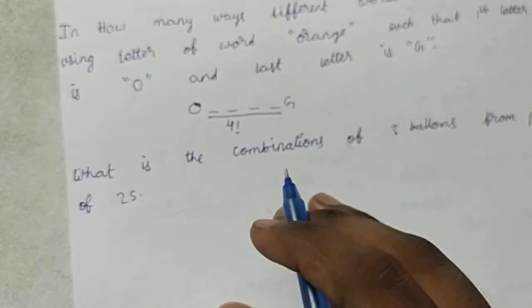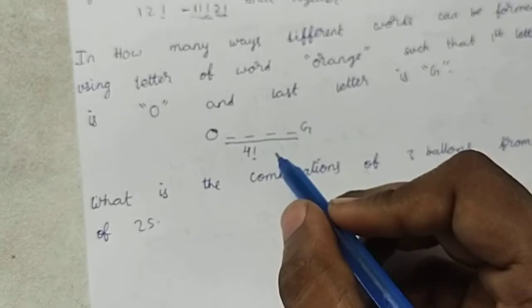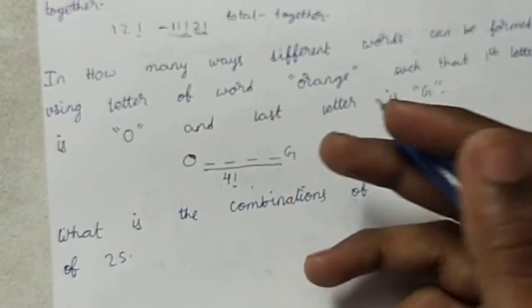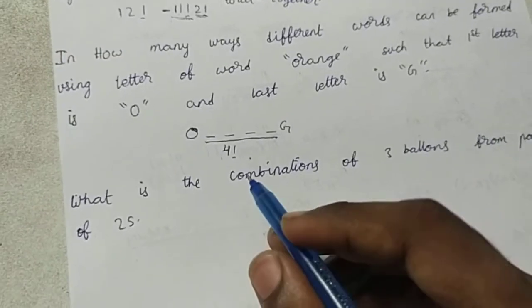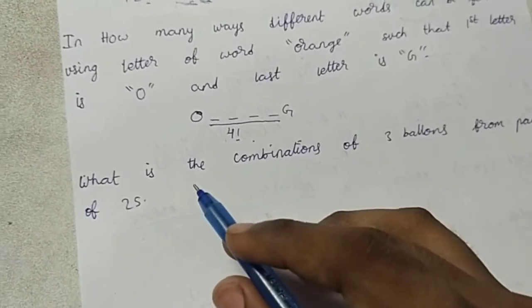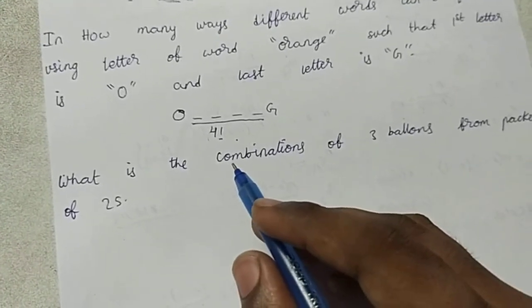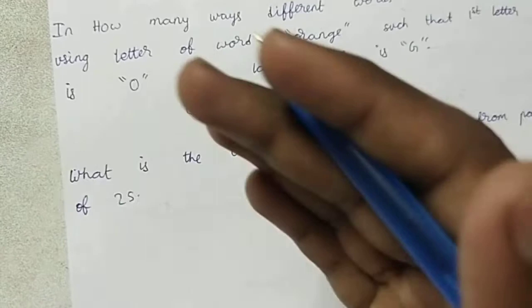Now we are solving the problems of combinations. Up to now we have solved the problems of permutations. Now we are solving the problems of combinations. What is the combination? We have already discussed it earlier.